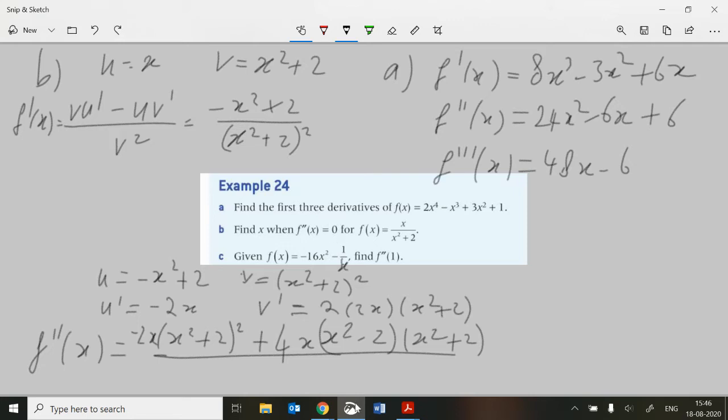So I'm missing something, aren't I? I'm missing my v squared. So v is this thing here, and I'm getting x squared plus 2.